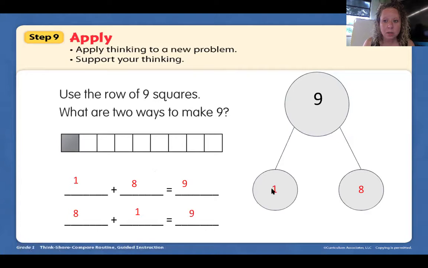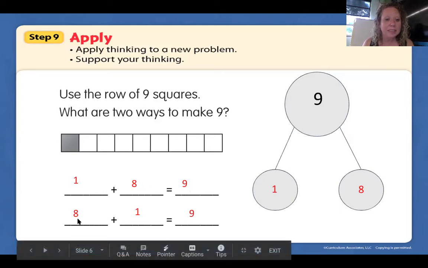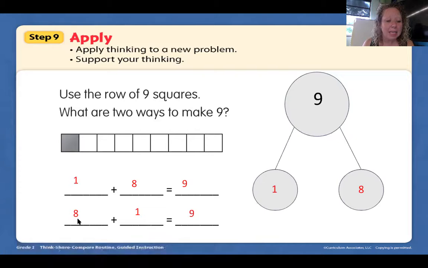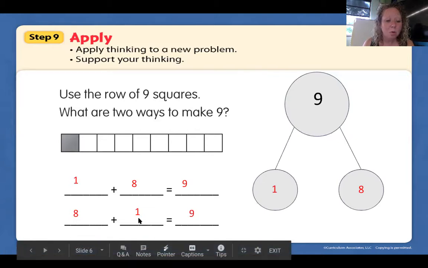When I put 1 and 8 together, that gives me a total of 9. Let's read the 2 equations together. 1 plus 8 equals 9. Let's read the second one. 8 plus 1 equals 9.